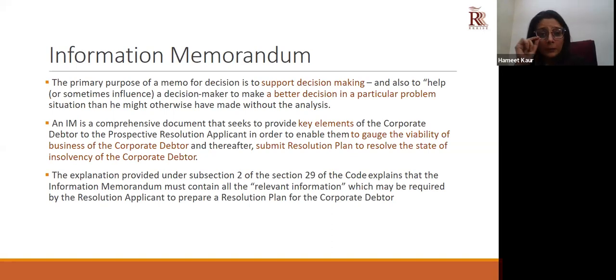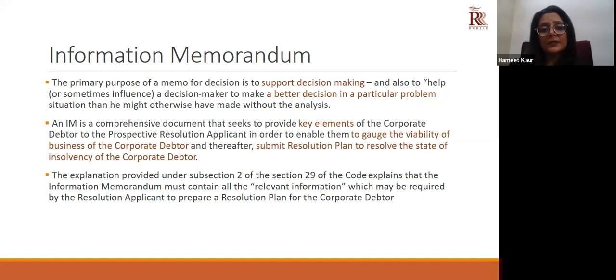So the purpose of IM is to support the decision making and also to help the decision maker to make a better decision in a particular problem situation. Otherwise, he may not be able to make that decision in the best possible manner without this analysis, which the RP will be doing and providing to him.